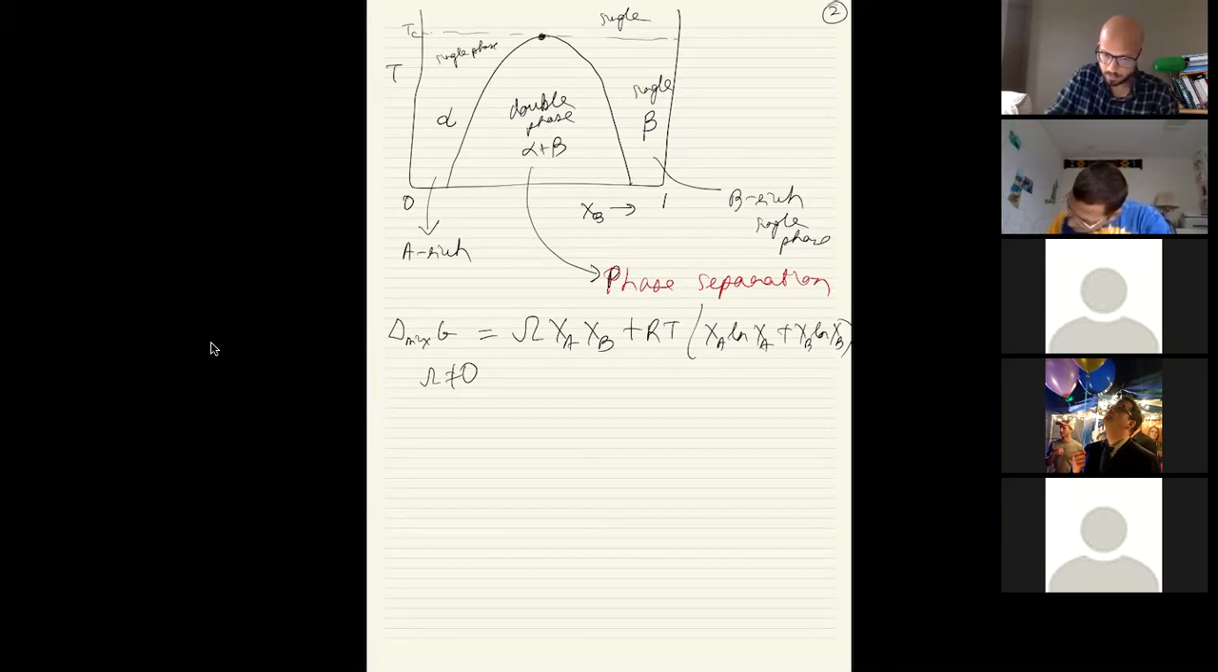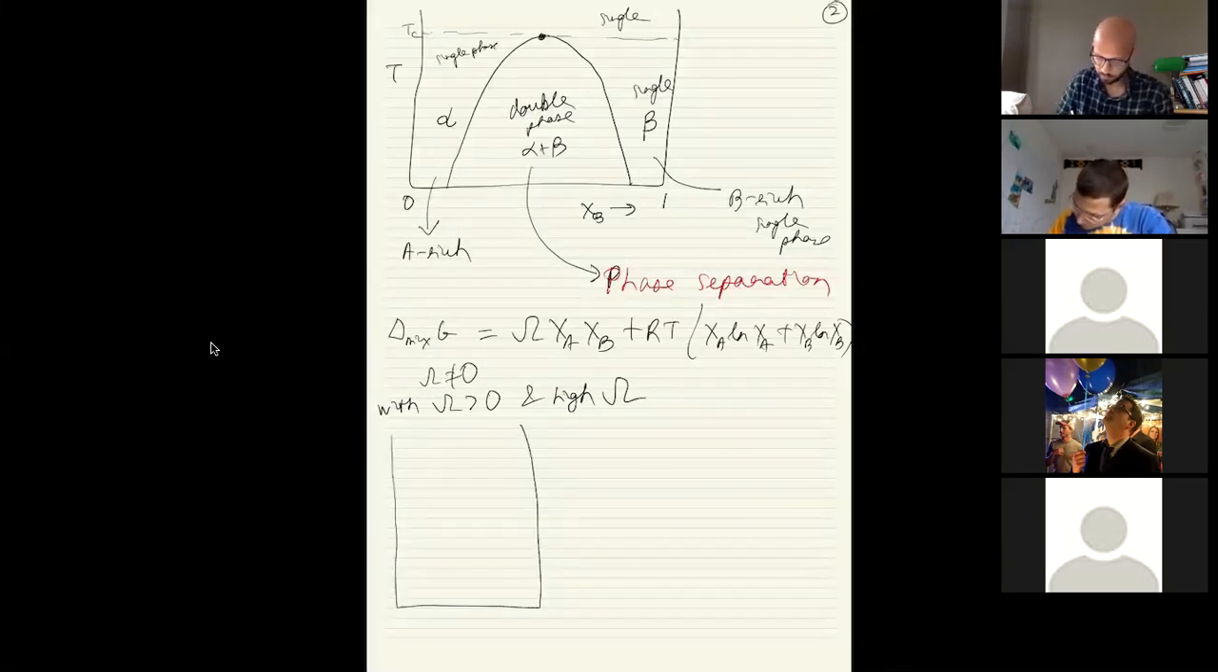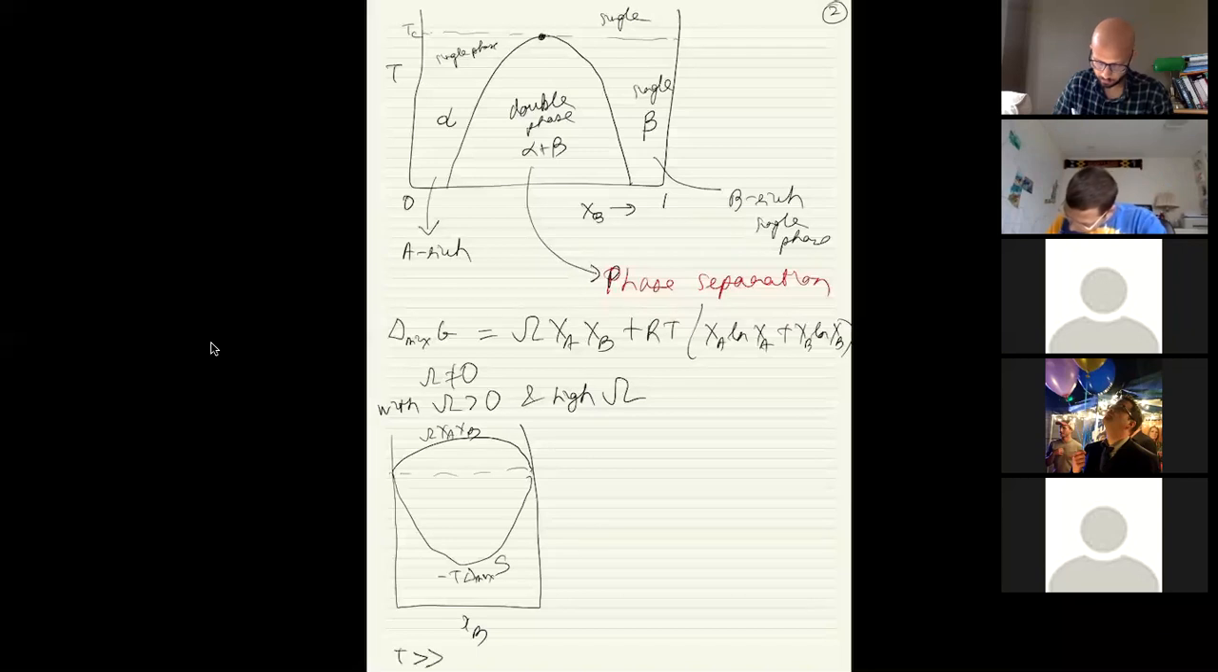And recall, we looked at this specific case with omega more than zero and high omega. If omega is positive, then we drew these diagrams where we said that the delta H mixing is always going to look like this. This is our omega xA xB term, and minus T delta S mixing is always going to look like this. So if T is very high, this term dominates, right? And we are left with a mixing free energy curve that looks like this. And I'm being sloppy about the slopes.